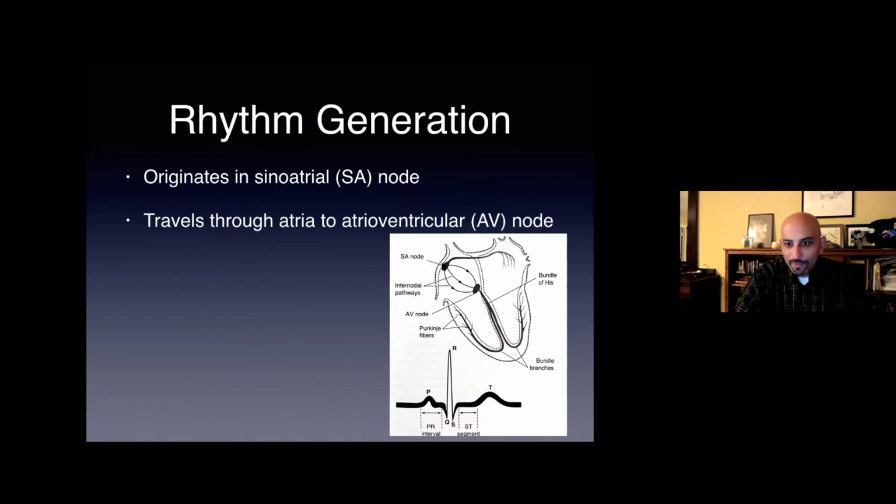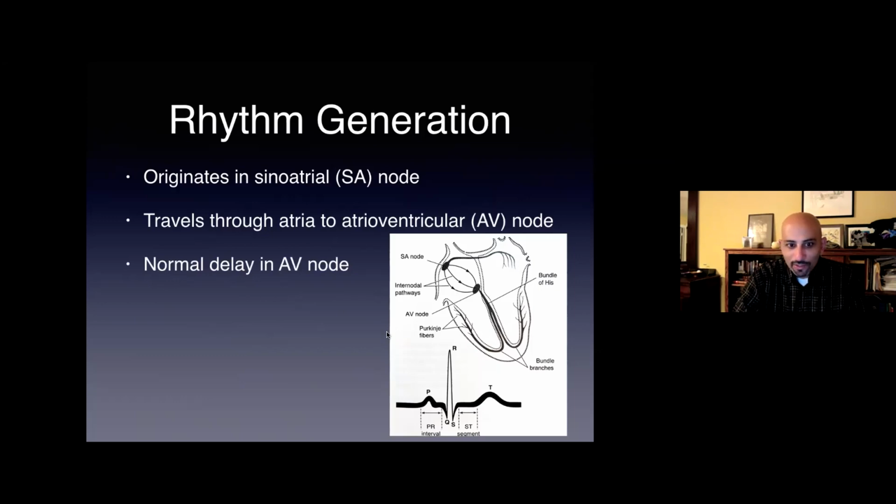That electrical impulse then travels through the atrium. It crosses over to the left side and gets the left atrium. And then it goes to the atrioventricular node, or what we call the AV node, which is situated, as it sounds, right at the junction between the atrium and the ventricle. And it's right in the middle of the heart and the septum.